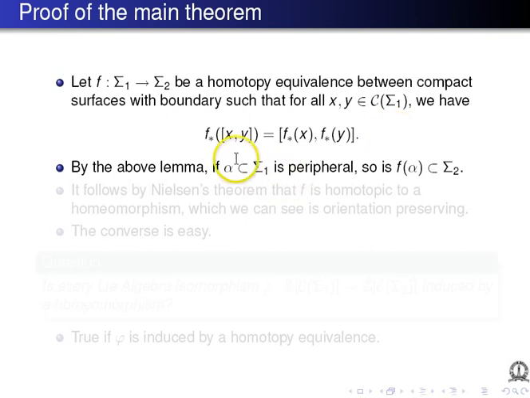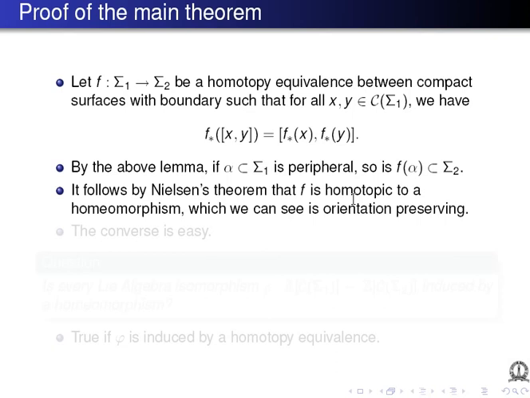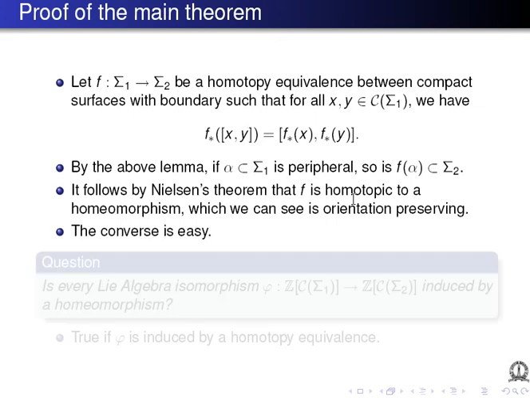Plus, of course, simple closed curve. I mean, closed curves go to closed curves, not linear combinations of closed curves. So by the above lemma, if a curve is peripheral, so is its image. It follows by Nielsen's theorem that F is homotopic to a homeomorphism. A little work will tell you that it's actually orientation preserving. The converse is easy. Namely, if we have a homeomorphism, it preserves the Goldman bracket. Any reasonable topological structure is preserved. So this concludes the proof.